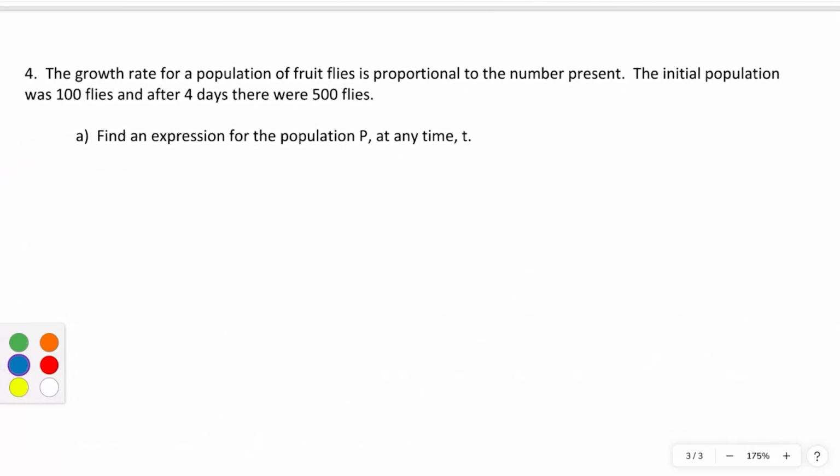The growth rate for a population of fruit flies is proportional to the number present. So you've got another one of these situations where the rate is proportional to the value. The initial population was 100 flies. So that means we've got this coordinate (0, 100). And 4 days later, there were 500 flies.